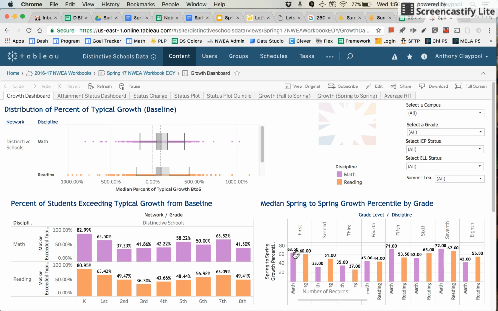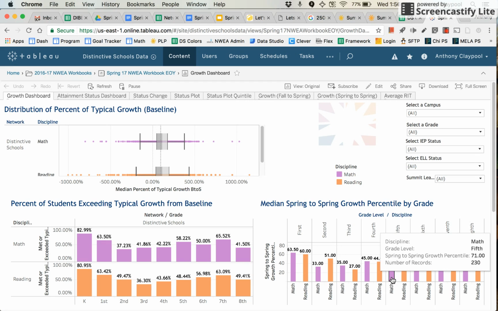This shows growth percentile, not percentile. It's the median growth percentile. So that means if I just click one here at random, half of the students, because it's a median point, half of the students in 5th grade did better than the 71st percentile.